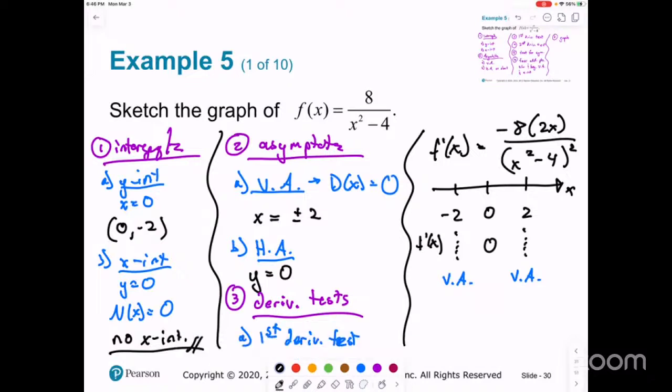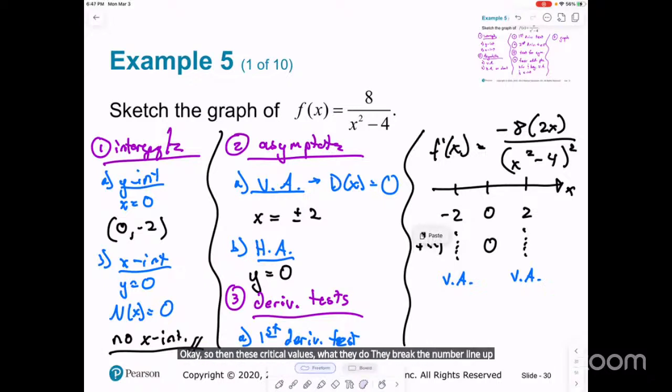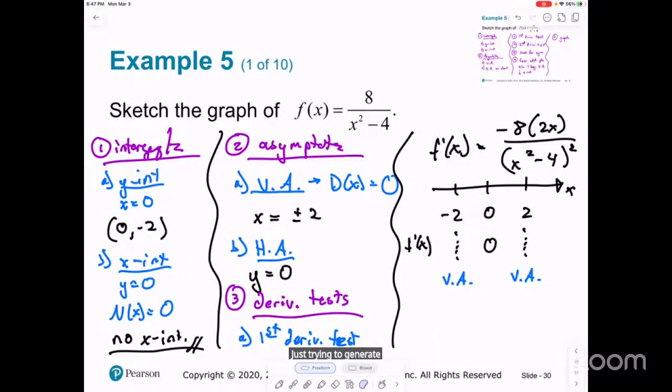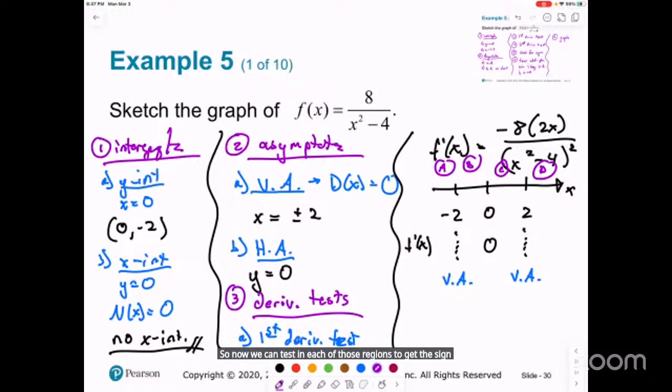Okay. So then these critical values break the number line up into 4 regions that we're going to test. Just trying to generate a little bit of space. All right, 4 different regions. So here's region A, region B, region C, and region D, right? So now we can test in each of those regions to get the sign, or we could also look at the second derivative.